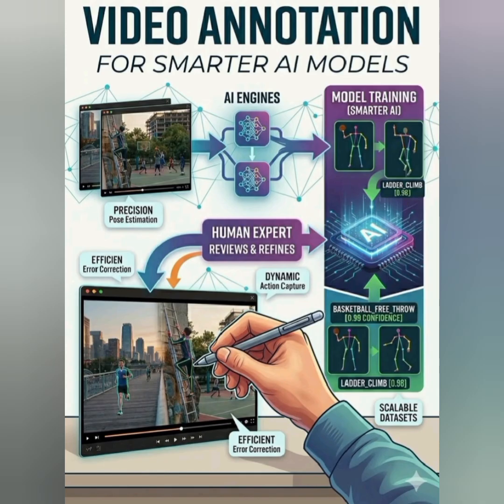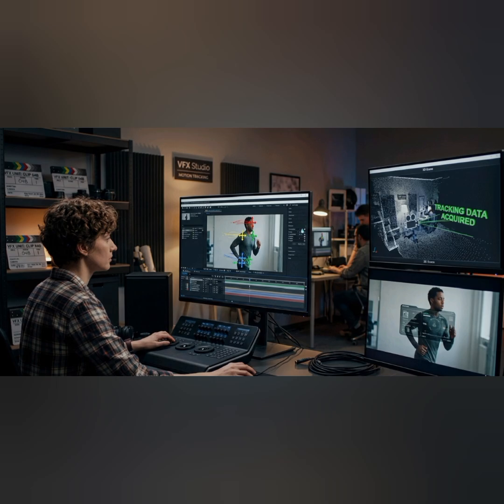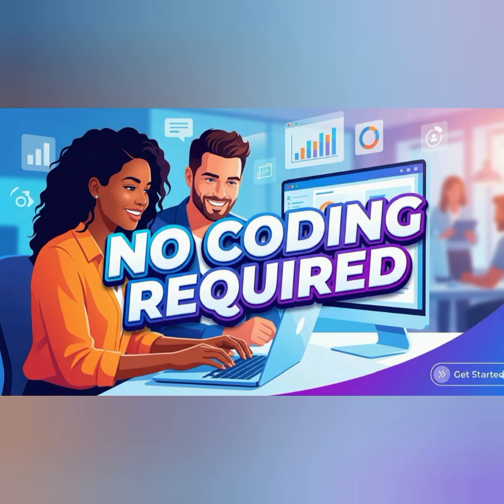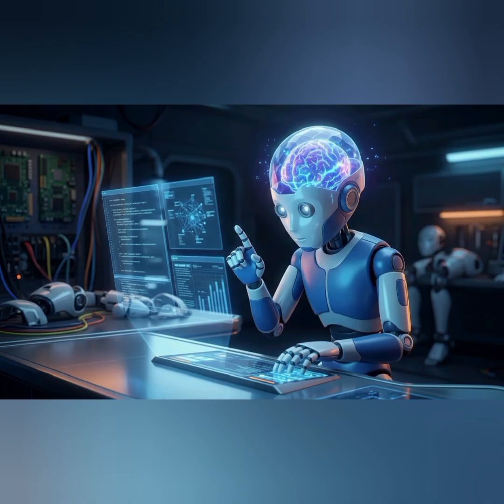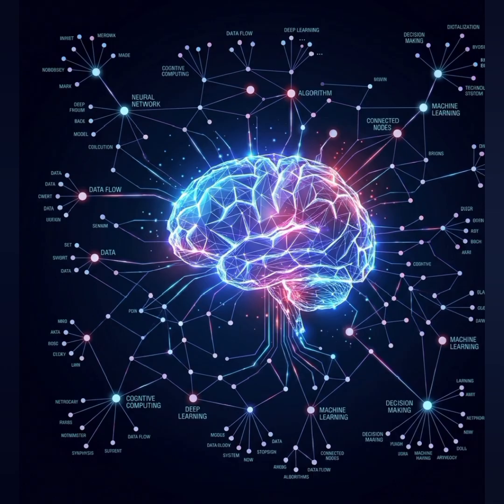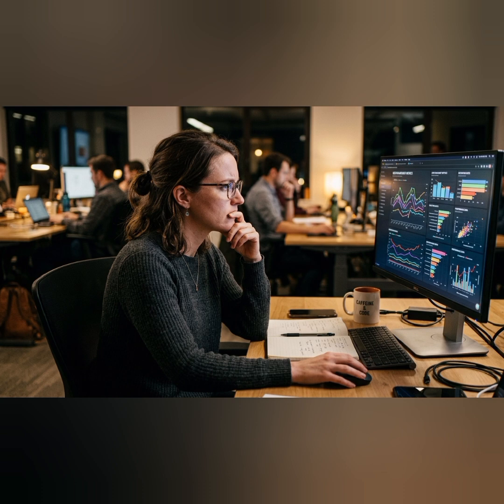Now here's something a lot of people don't realize. You don't need to know how to code to work in data annotation. What matters more is your ability to pay attention to details. Can you follow instructions carefully? Can you notice small differences that others might miss? Because in this type of work, accuracy is very important. A small mistake can affect how the AI learns.